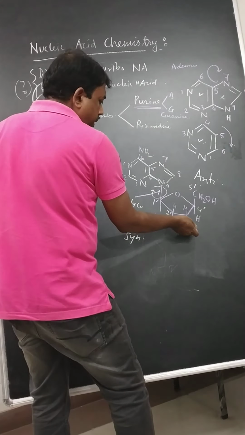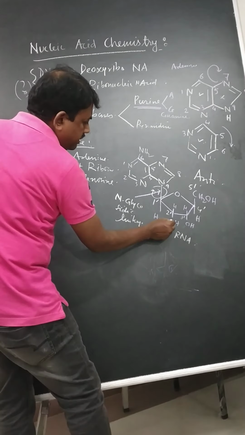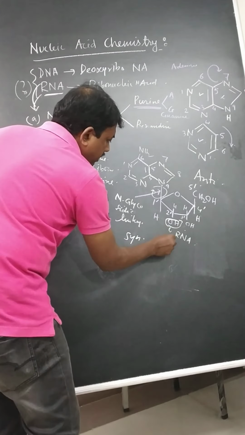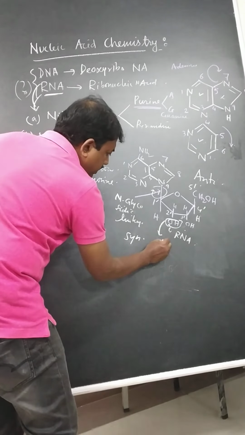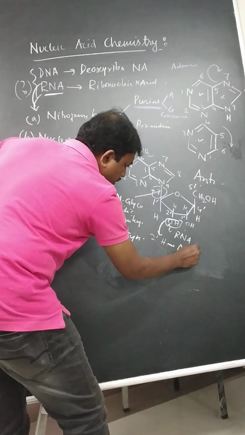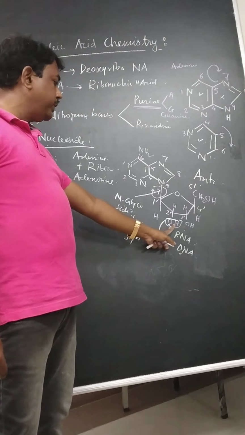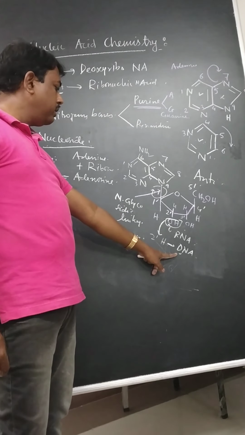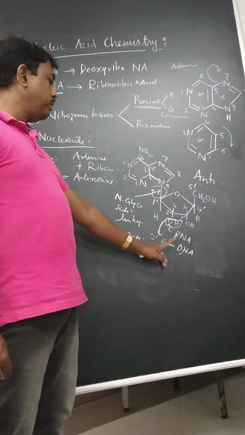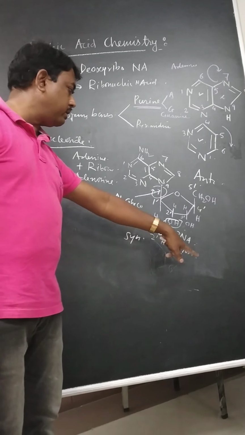In case of RNA, there is an OH group at the 2 prime position. But in case of DNA, this O is not there. There is only H at the 2 prime position. That is, the ribose is deoxyribose. At the 2 prime position, there is no OH group in DNA. That is why it is deoxyribonucleic acid. But in RNA, the OH group is present here. That is why it is ribonucleic acid.